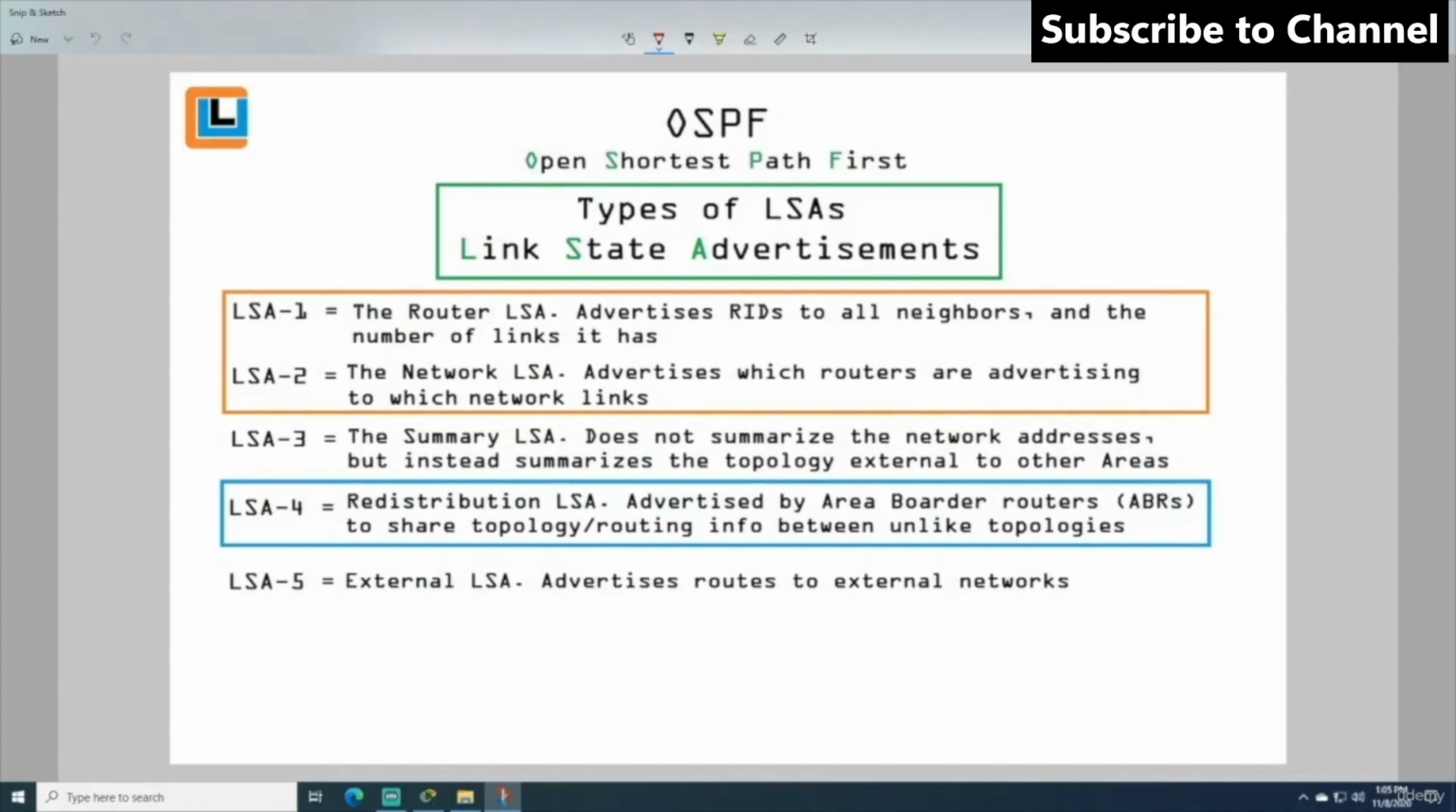Type 3 LSAs are summary LSAs, but they don't summarize a network address the way the auto summary command does. Instead, a Type 3 LSA summarizes the topology of its area for use by another connected area.